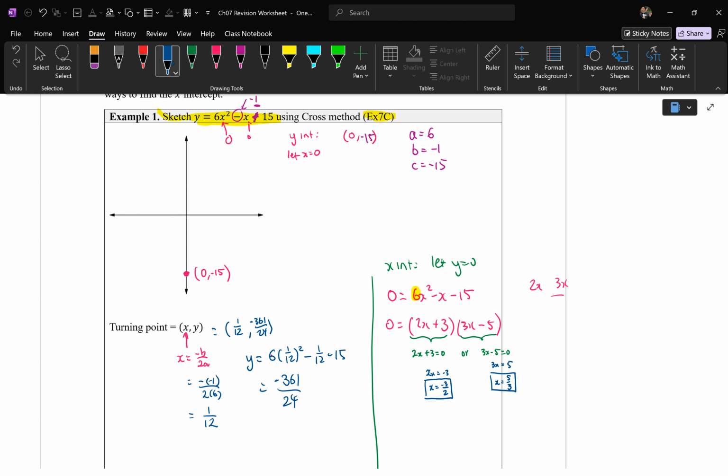Second one, x-intercept, you let y equal to 0, and exercise 7c practices cross method. So you got to do non-monic trinomials factorizing. You get 2 brackets, null factor law, solve, and I've got my 2 x-intercepts.